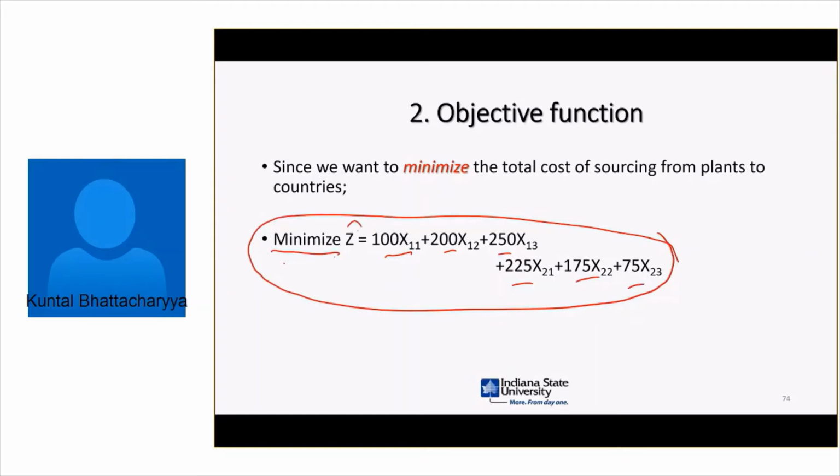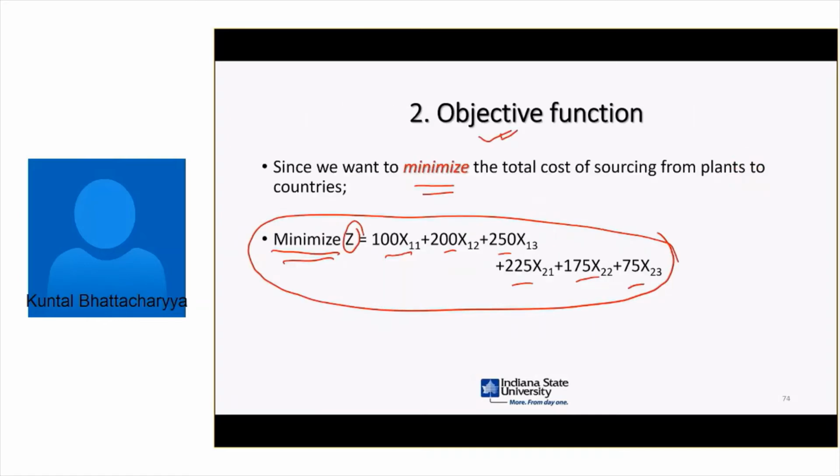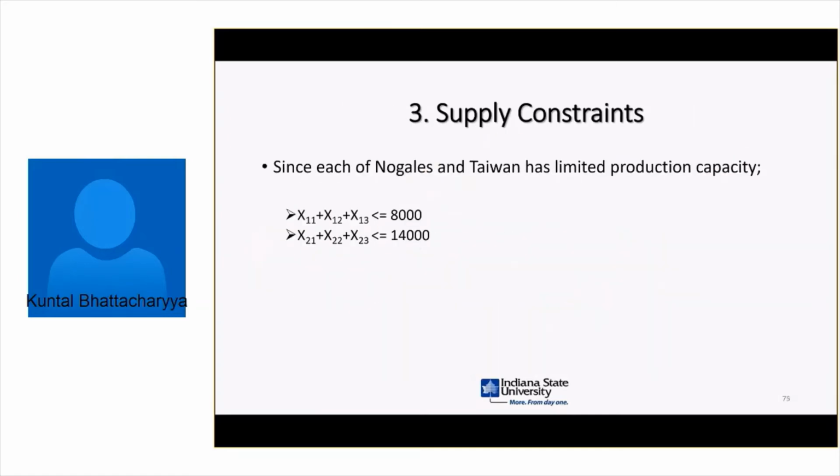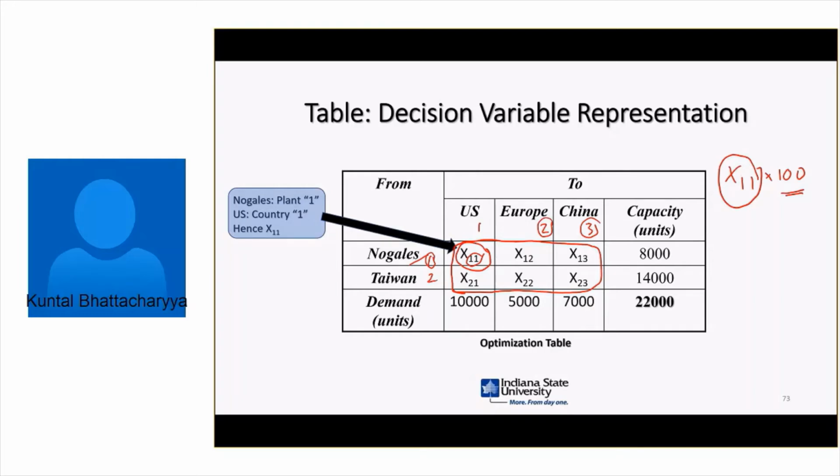This is not your Z test. This is uppercase Z, just a variable. But that's what I'm trying to minimize. That's my objective function. My decision variables I've already identified. And now come constraints. Because Nautilus and Taiwan have limited production capacity, if I look into it from this angle, if I add these units up, they should be no more than 8,000. If I add these units up, they should be no more than 14,000.